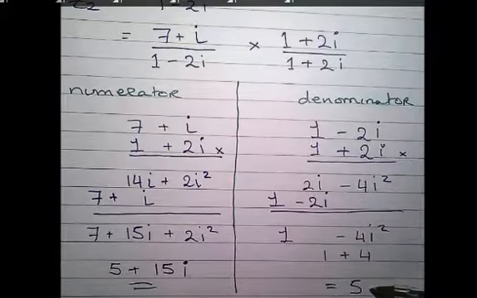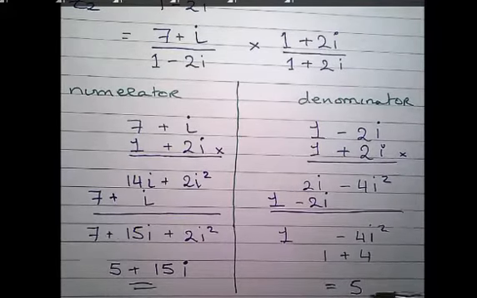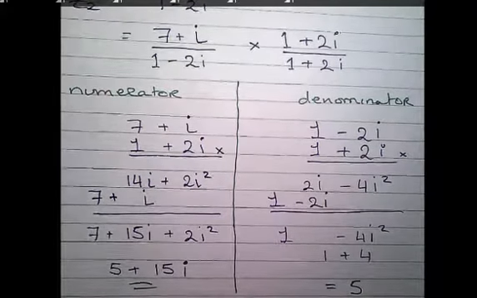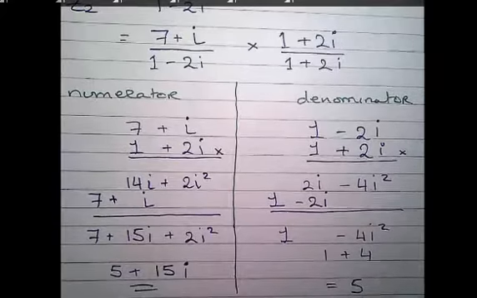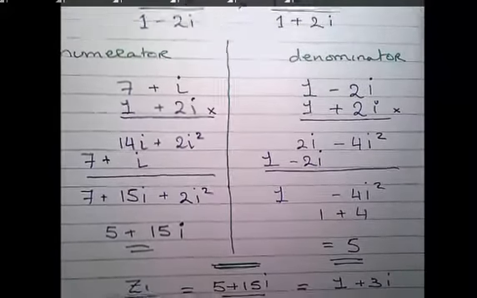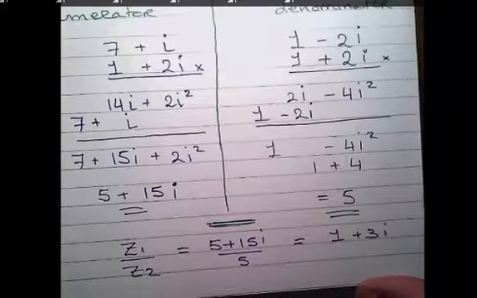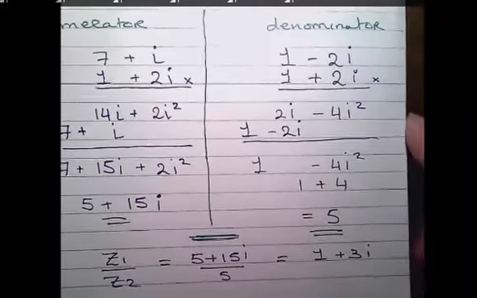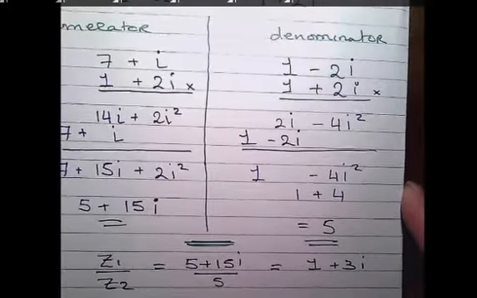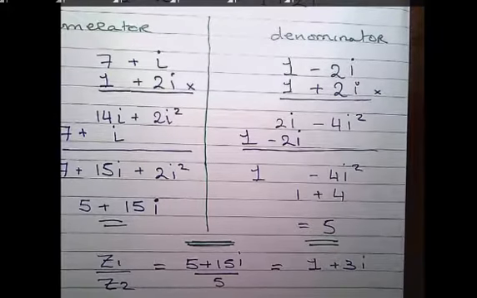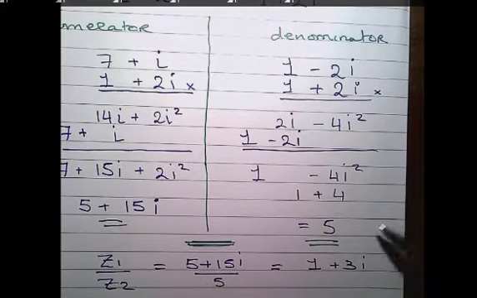Essentially, what we do is we end up with 5 for the denominator. So ultimately, our answer is 5 plus 15i over 5, which is 1 plus 3i. That is the answer to the first part, Z1 over Z2. I'm just going to pause it there and set up for the second part.